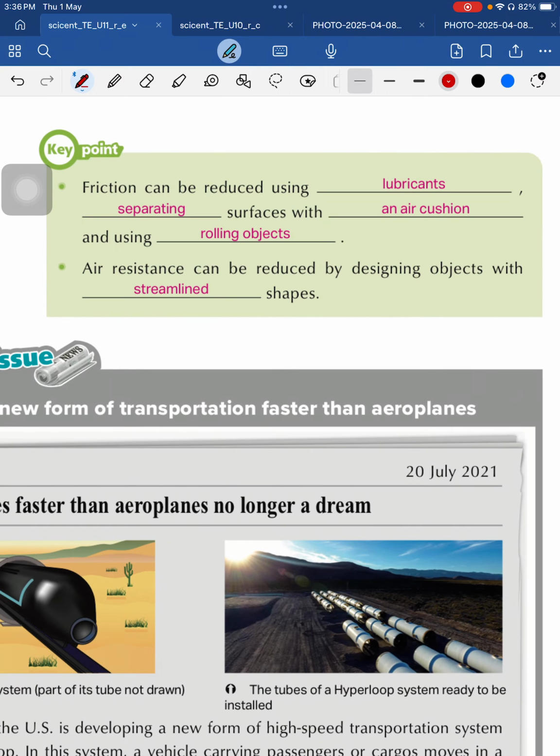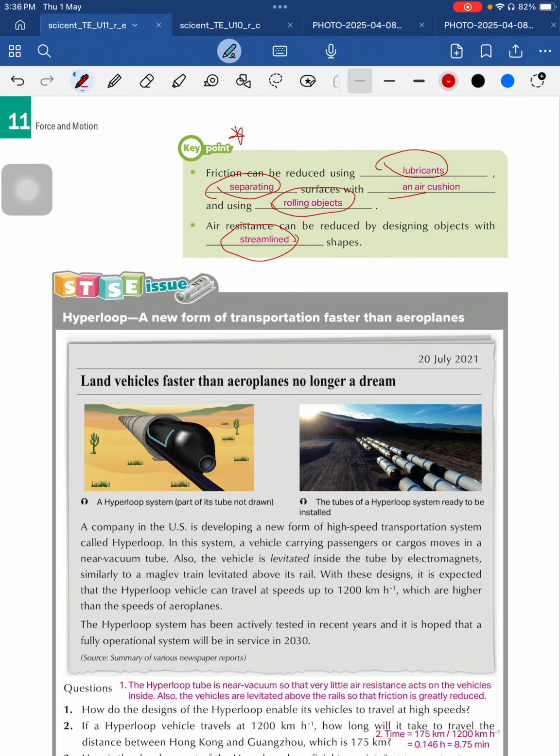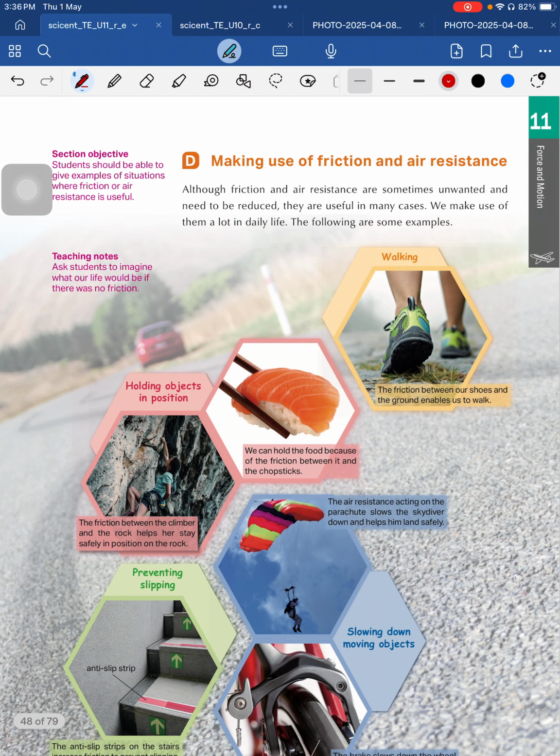So here is the key point for this session: friction can be reduced by using lubricants, separating surfaces with an air cushion, or using rolling objects. And air resistance can be reduced by streamlined shapes. So here is the end of 11.4.